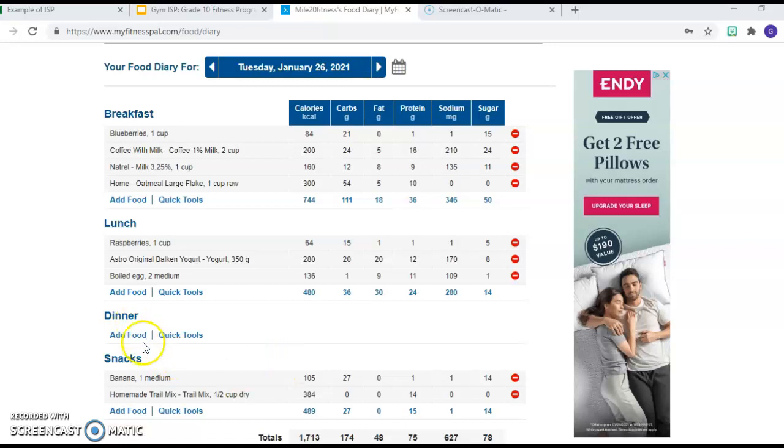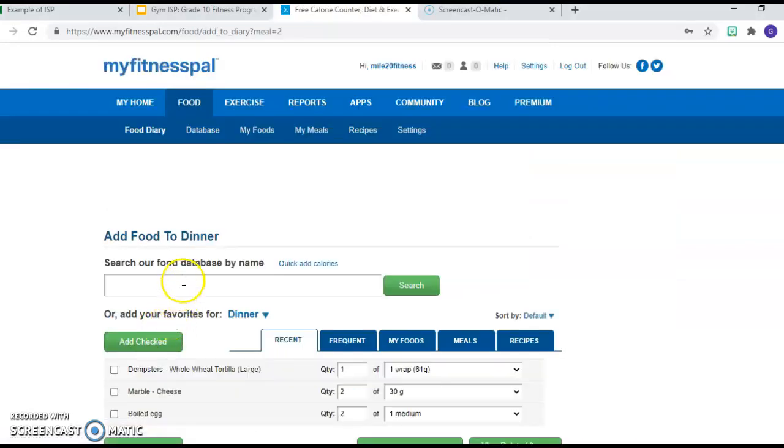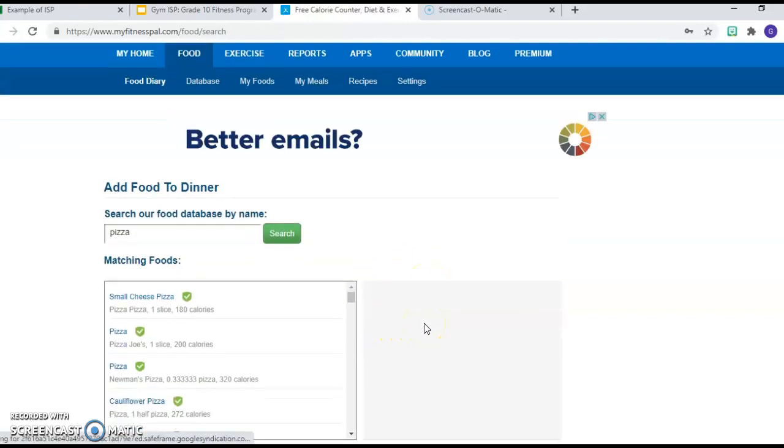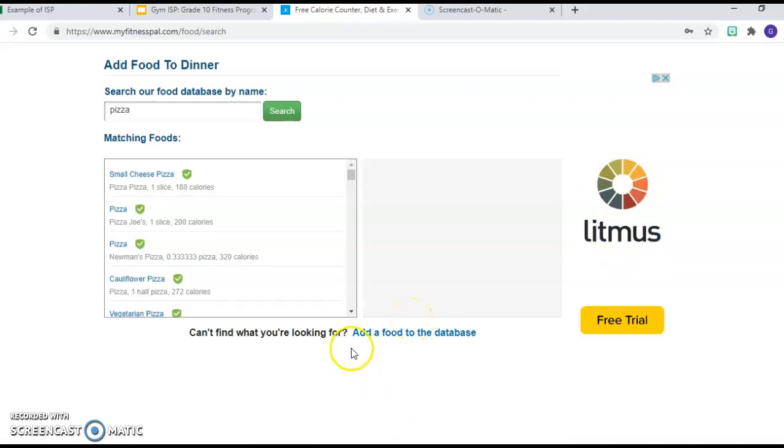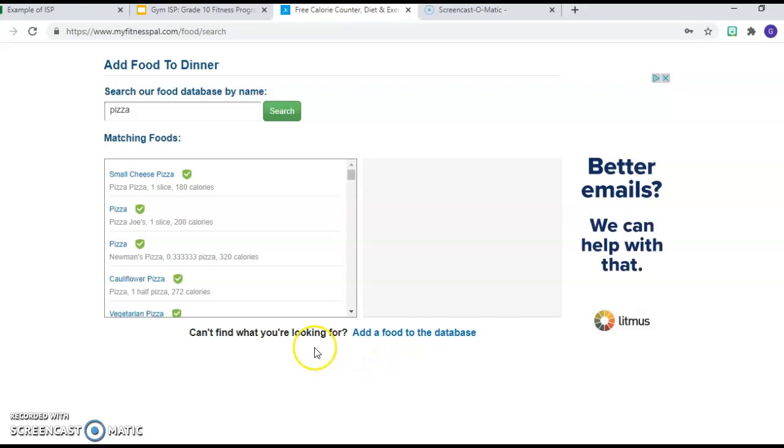If I was going to do dinner now, you go add food, and let's say I had some pizza. Also, just as a quick note, if you look down below, everything you've ever entered in at dinner will show up below. So if you eat a similar diet, or something similar on Monday and Tuesday, over time it'll show up. If I type in pizza and search it, it shows me all kinds of different variations for pizza.